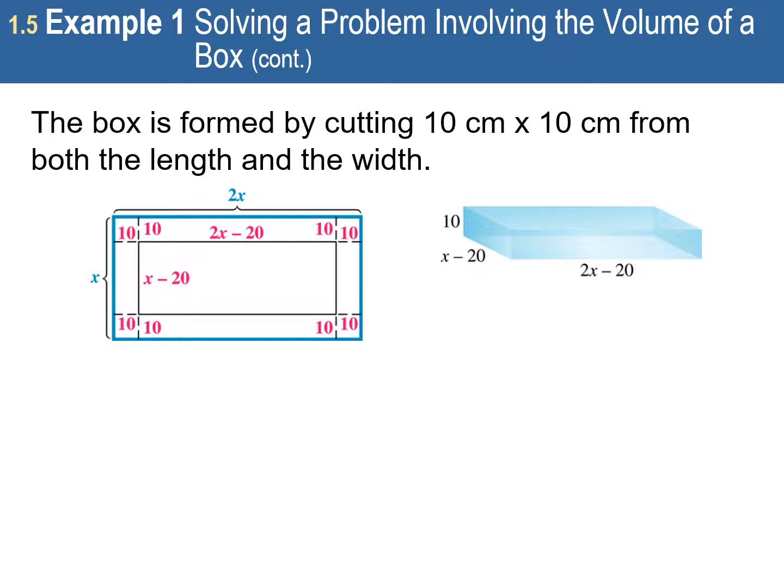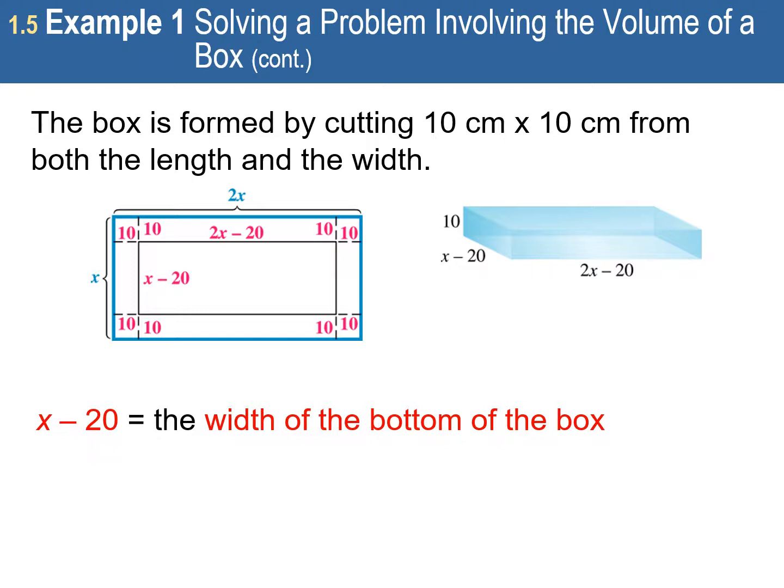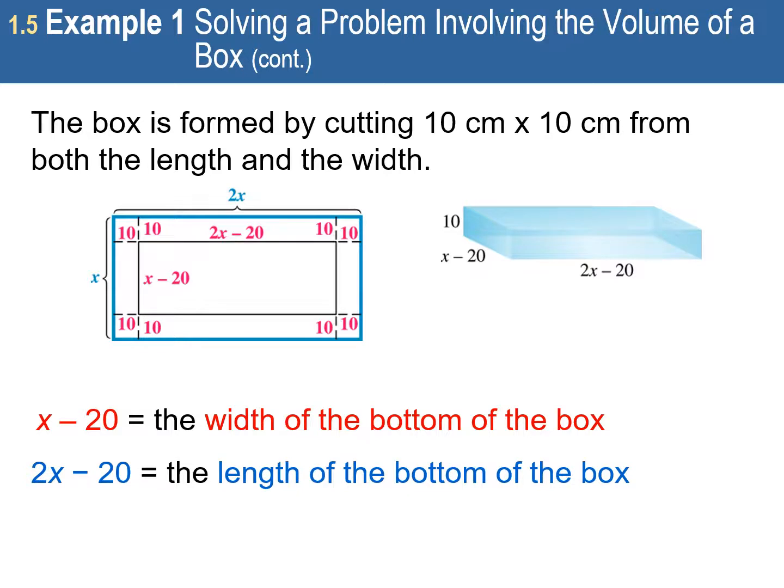And if I fold it up, I can see what it's going to look like. Now, x minus 20 is going to be the width of the bottom of the box because I'm subtracting off 10 twice. Now, the length of the box is going to be what? 2x minus 20. And 10 is the height of the box. A diagram really helps you on these box problems.